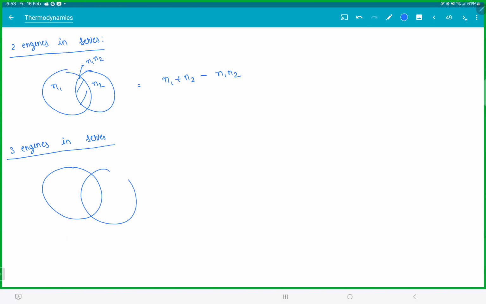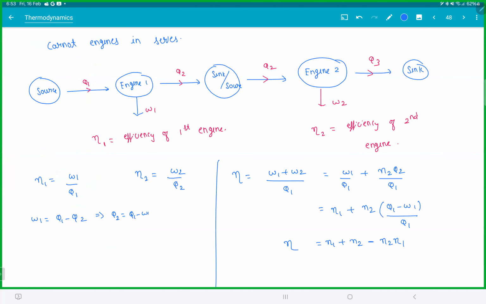If you have three engines in series, can you guess what will be the answer? Eta 1 plus eta 2 plus eta 3 minus intersection of eta 1 eta 2, minus intersection of eta 2 eta 3, minus intersection of eta 1 eta 3, plus intersection of eta 1 eta 2 eta 3. You guys know that Venn diagram thing, the areas and stuff. So the answer comes as if there are Venn diagrams. Clear? That's how the sequence comes out. If you do it for three engines, you'll find the answer comes out like this. So have a look at this.